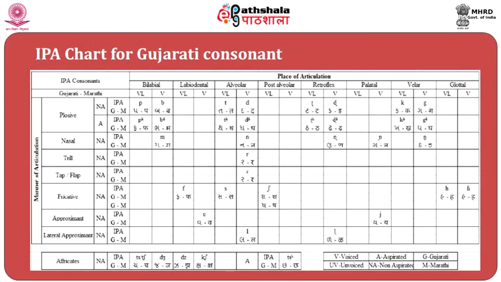Now there is another figure which you will see as the IPA chart for Gujarati vowels. Here, the vowels are sorted based on the height of the tongue, and the position of the tongue is also mentioned. You can see the table.